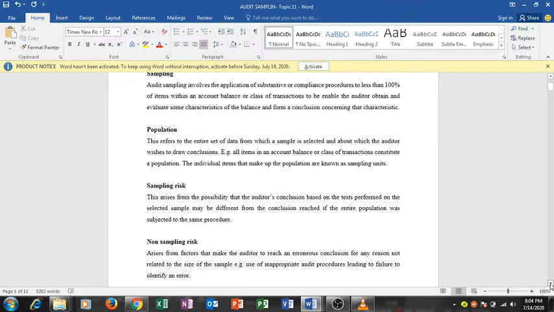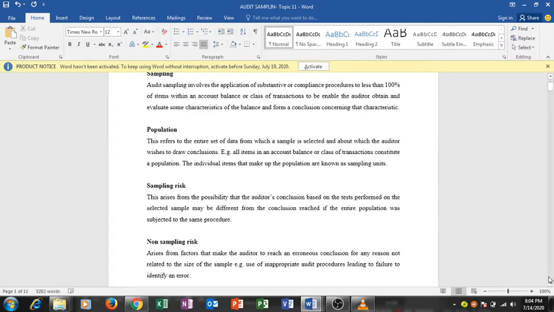A sampling risk is the risk that an auditor takes in performing tests on a sample which does not actually represent the population. If, for example, we pick 20 out of 100, and from the 20 we do some tests and come out with a conclusion, and we find that the results of the 20 are not the results of the 100, then there is a sampling risk. So it is the risk of picking a sample that does not actually represent the entire population.